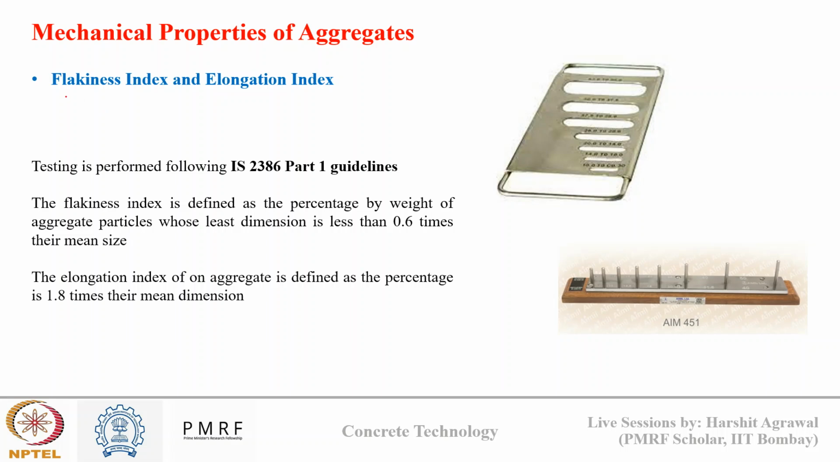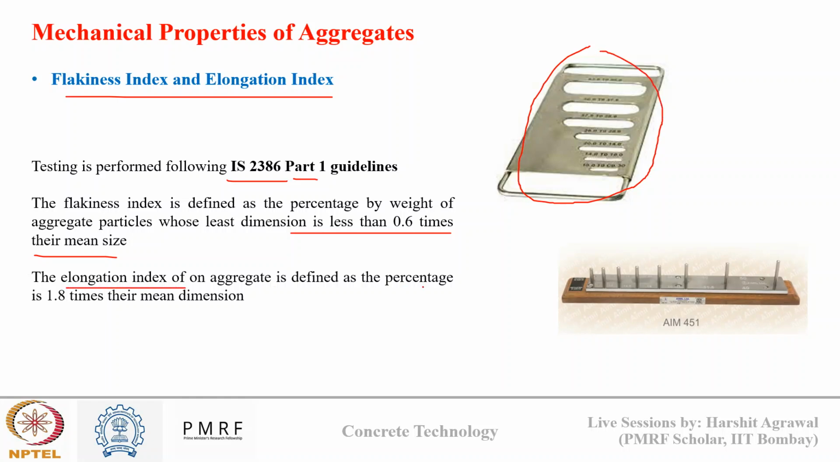For flakiness and elongation index, we have already seen this. Again it is performed as per IS 2386, but this time part 1. Flakiness index is determined by the percentage by weight of particles whose least lateral dimension is less than 0.6 of their mean size. So this is the tool that we use to determine the flakiness index, and elongation index is defined by the percentage of particles whose length is more than 1.8 times the mean dimension. So compared to the mean dimension, a particle that is 1.8 times more is what counts for my elongation index.